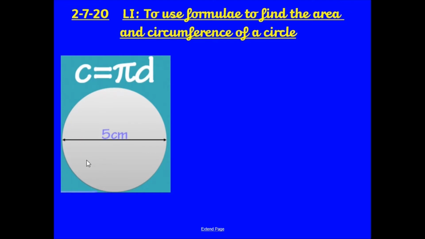Now, what that means is basically some multiplication. So to find out the circumference of this circle here, remember that is the distance around the outside edge, how big this is here. What I will do is I will take my formula, and C is equal to pi d. That means pi times d. So the circumference is equal to, remember pi stands for 3.14, multiplied by the diameter, that is the distance across the circle, so that is 5. So the circumference is equal to 3.14 times 5.